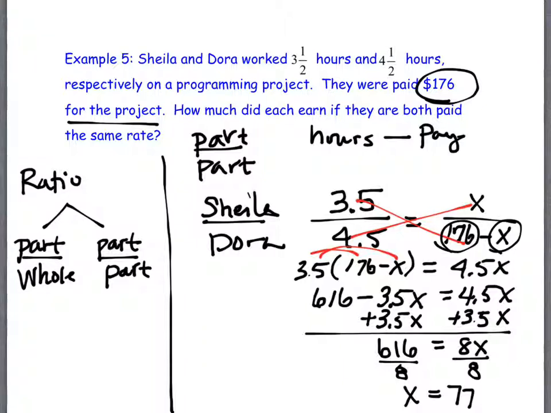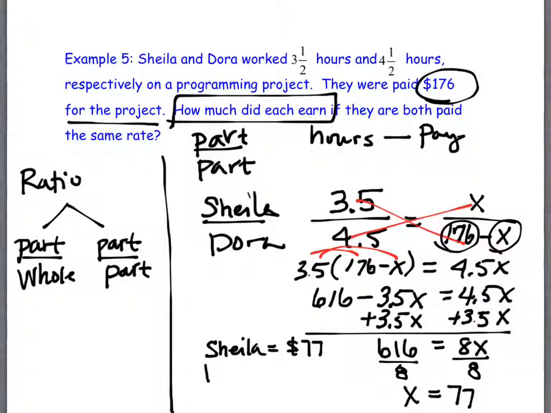The questions asked, how much did each earn? So x is what? What does x tell us? That x tells us how much Sheila made. Sheila made $77. I don't need to do a lot of work to find Dora. What do I have to do? Subtract. 176 minus 77, and what do I get? 99 is correct. So Sheila made 77, Dora made 99.